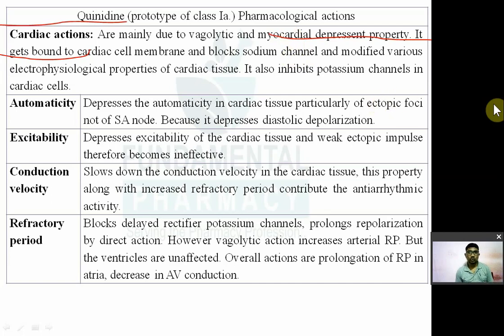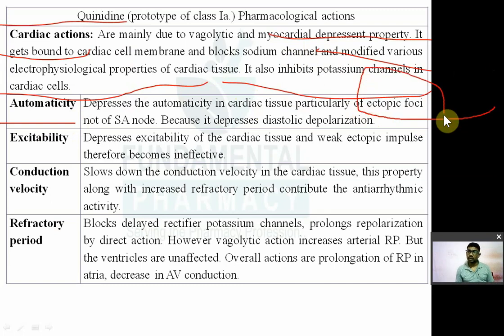It binds to cardiac muscle cells and blocks the sodium ion channel and modifies the various electrophysiological properties of cardiac tissue. It also inhibits the potassium ion channel. We have seen that. Now, what is the effect on automaticity of cardiac muscle? Obviously, it will decrease the automaticity in the cardiac tissue, and particularly the ectopic foci.